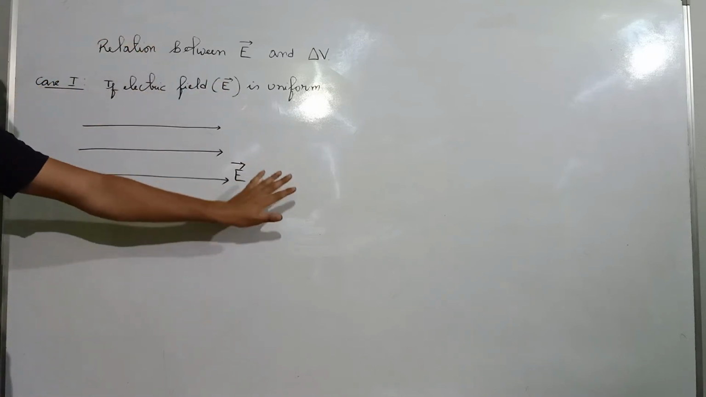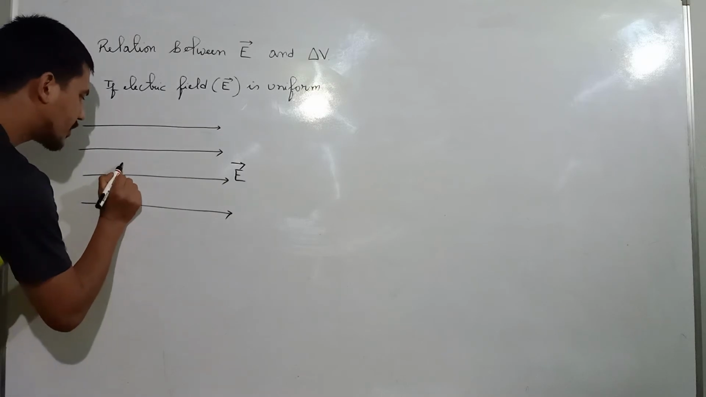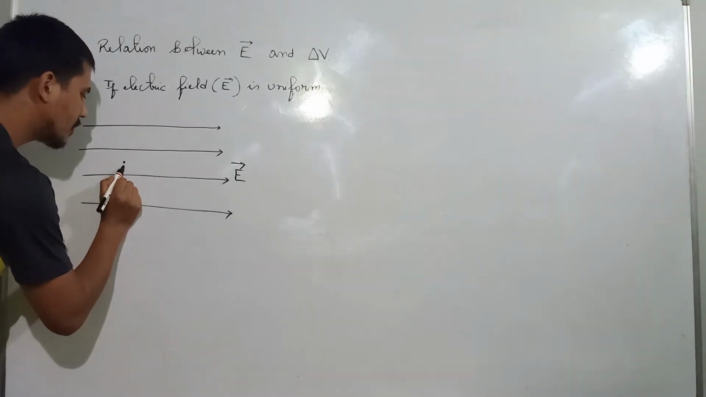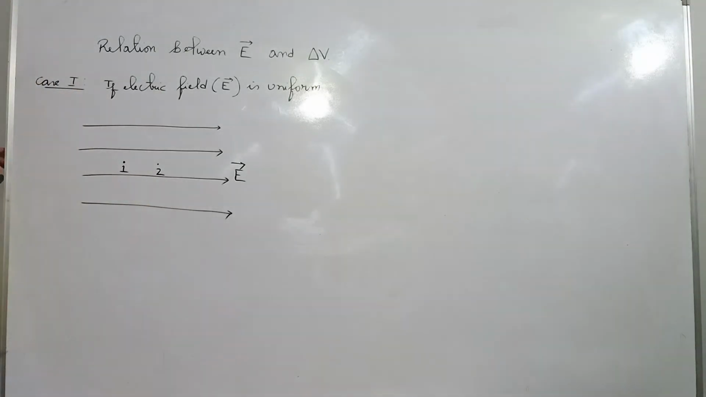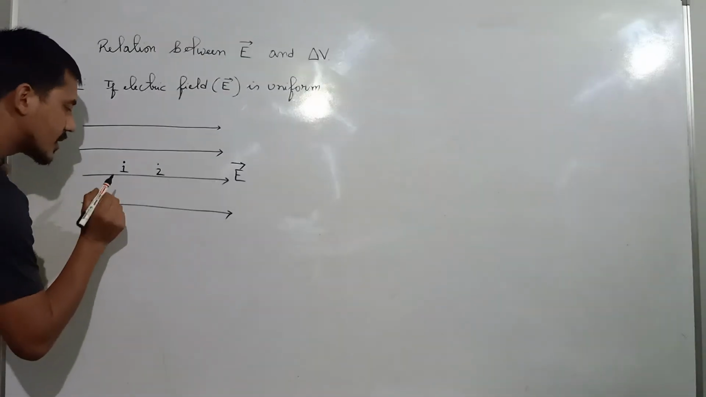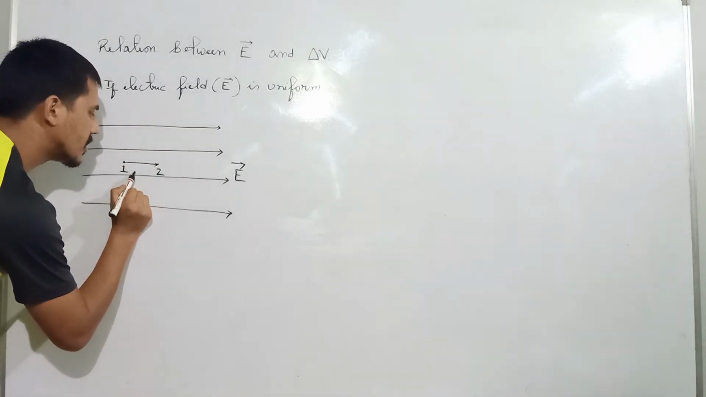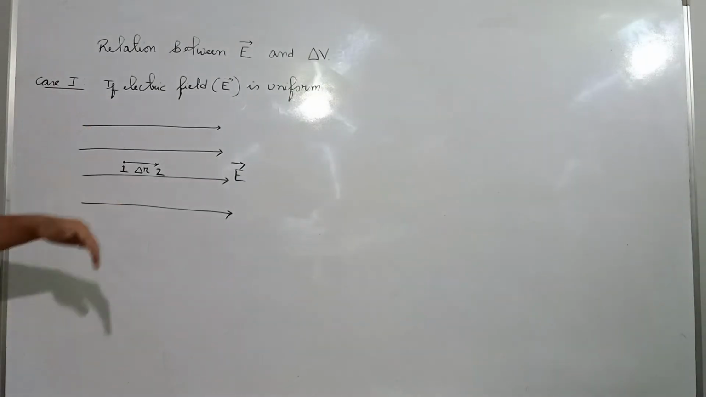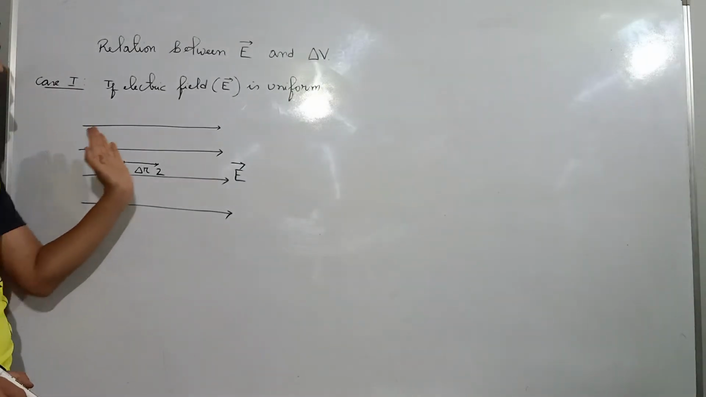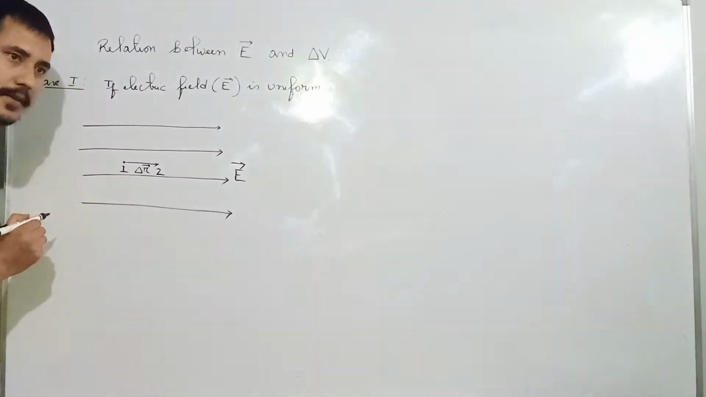So you have a uniform field, and I want to find out the electric potential difference between 2 points, 1 and 2, such that the displacement from 1 to 2 is given by delta R. Delta R is the displacement from 1 to 2. Okay, so displacement vector, right?